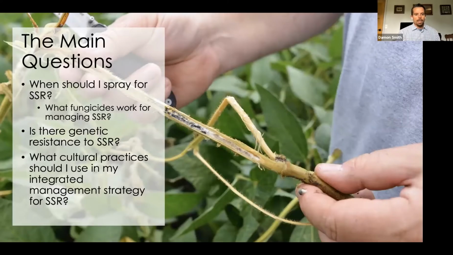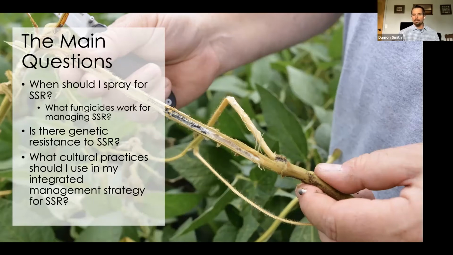Now I'm going to dig in a little bit on kind of where we're at right now. Basically the work that we've been doing over the last 5 to 10 years has been based on a few questions from farmers, and I'm going to dig into the top three that we were really confronted with. And the first is, when should I spray for SSR, and what fungicide should work? And is there genetic resistance to SSR or white mold in these varieties? And what cultural practices should I use for my integrated management plan for Sclerotinia stem rot or white mold?